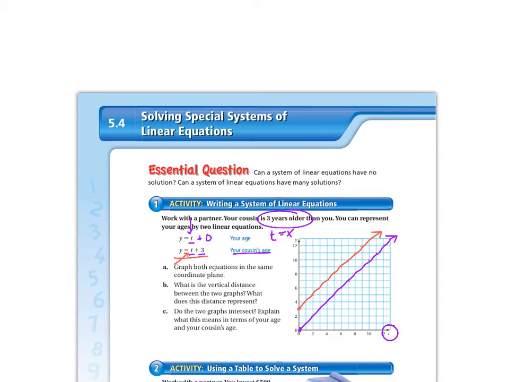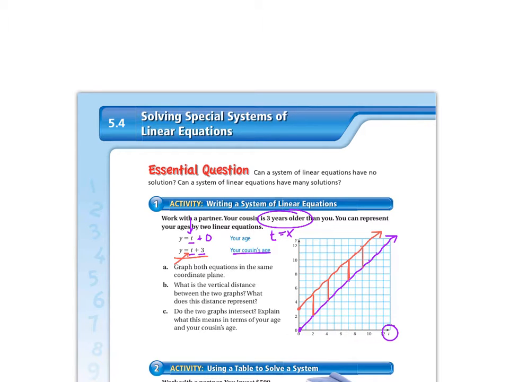So it says, what is the vertical distance between the two graphs? Well, they're always 3 units apart. Well, why would that be? That would be because no matter what age you are, your cousin will always be 3 years older than you. You will never be the same age as your cousin.